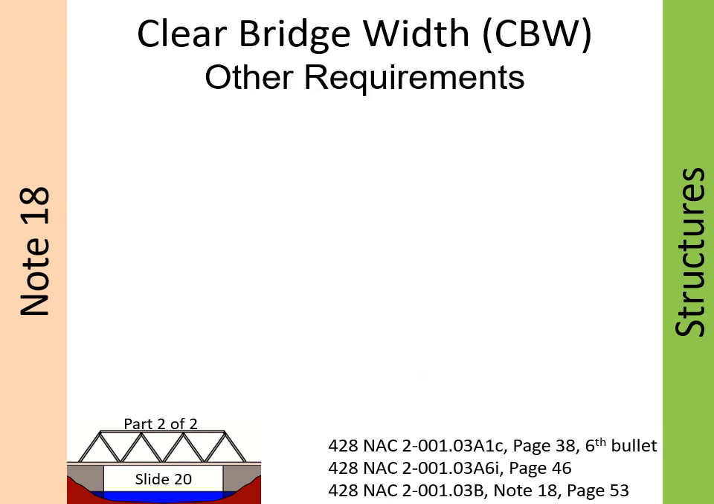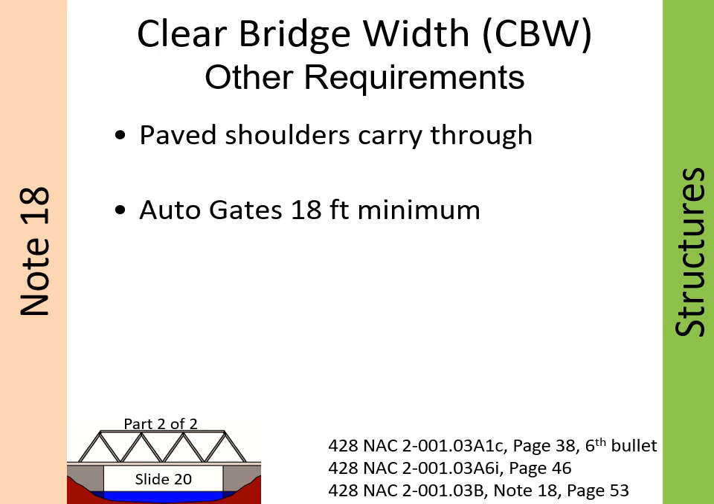This slide shows 2 other requirements in Note 18 and 1 recommendation. The first bullet: paved shoulders must be carried over the structure. This could result in a higher minimum value for clear bridge width than calculated by formula or shown in the table. The second bullet: auto gates must be a minimum 18 feet clear bridge width.